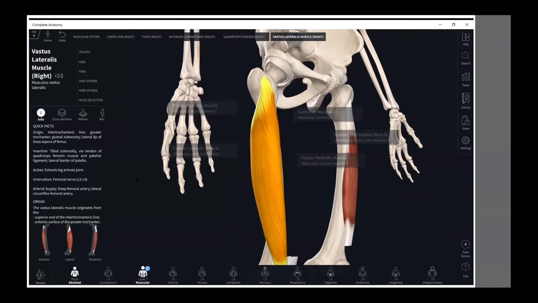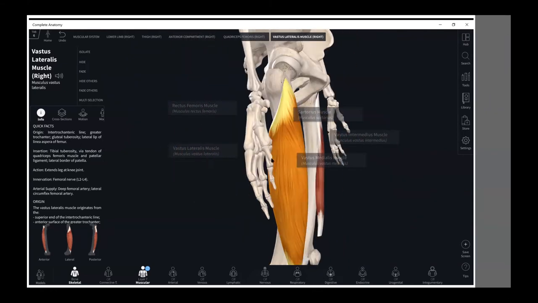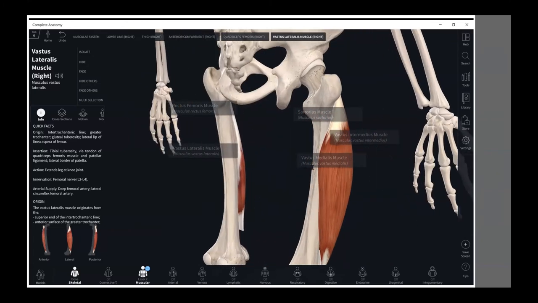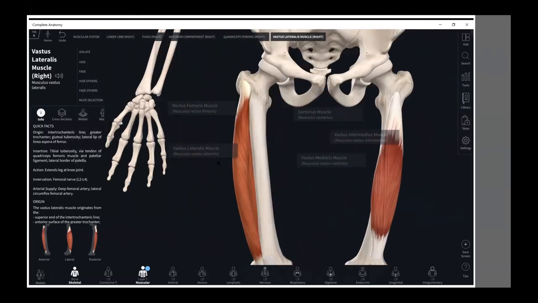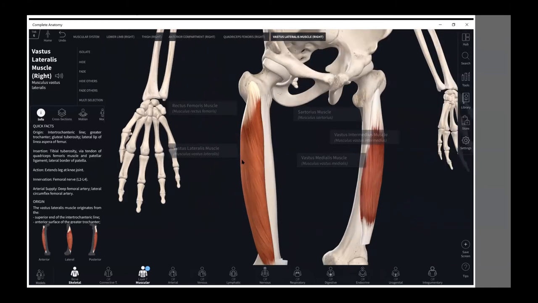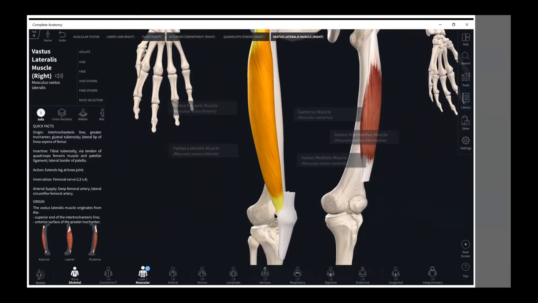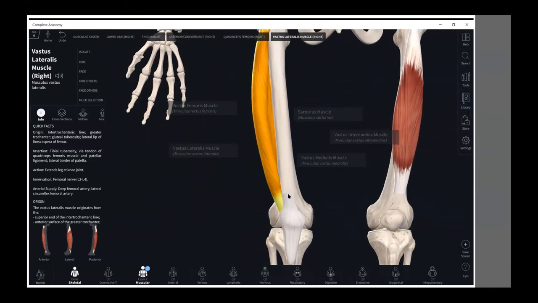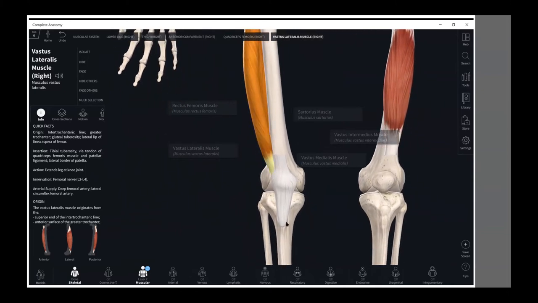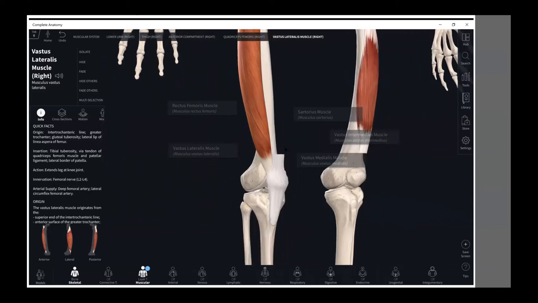Okay, so its origin: the intertrochanteric line, the greater trochanter, the gluteal tuberosity, and the lateral lip of the linea aspera of the femur. So again, fairly large footprint for its origin, and it inserts again at the lateral aspect of the patella via the quadriceps tendon and the tibial tuberosity via the patellar ligament. Again, its innervation is the femoral nerve, L2, L3, L4.